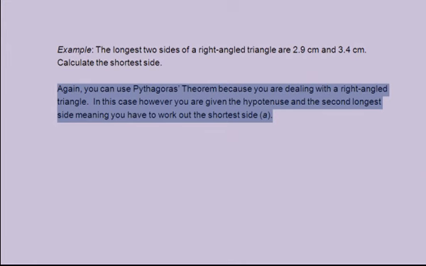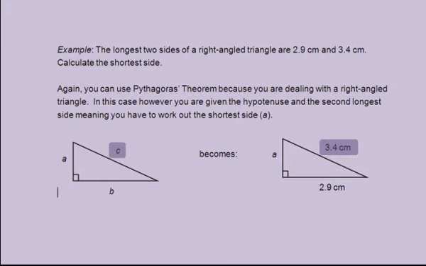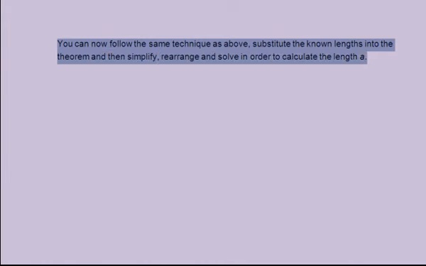Again, let's start by drawing a basic right-angled triangle. So this becomes, as c, the hypotenuse, is 3.4 centimetres, and b, the next longest side, is 2.9 centimetres. You can now follow the same technique as above. Substitute the known lengths into the theorem and then simplify, rearrange and solve in order to calculate the length a.